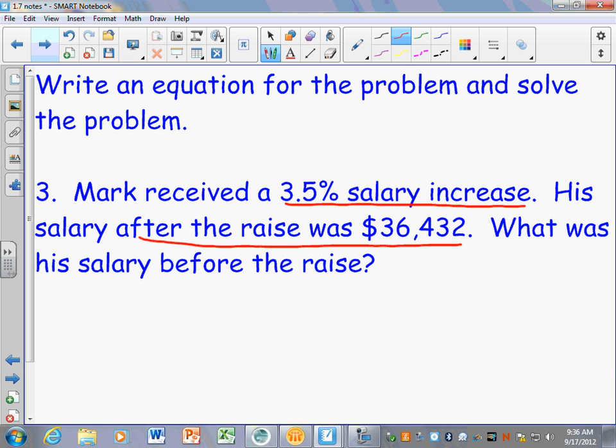You just add it, right? And again, we can use X if you don't like I. But if I have my original salary and I'm increasing it by 3.5%, don't write 3.5. Write it as a decimal. What would 3.5% be as a decimal? Of my salary. So I have to multiply by whatever letter I'm using for my salary. And how much did that equal when I got my 3.5%, or Mark got his 3.5% salary increase?